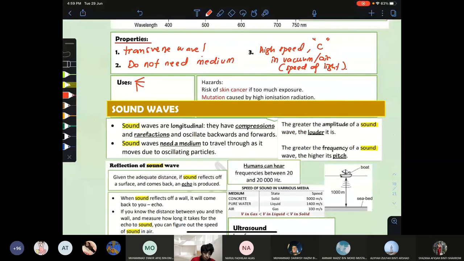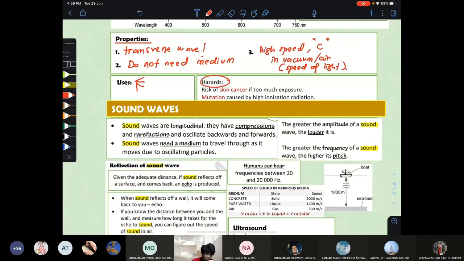For example, radio waves are used for radio and television communications. What else? Microwaves for satellites. Itu selalu student silap. Microwaves for satellites. Usually student ingat satellite ni guna infrared. Visible light for fibre optics and so on and so forth.